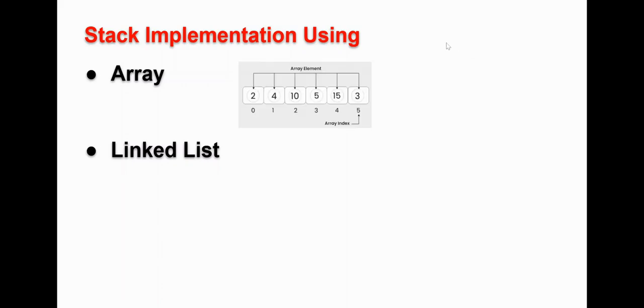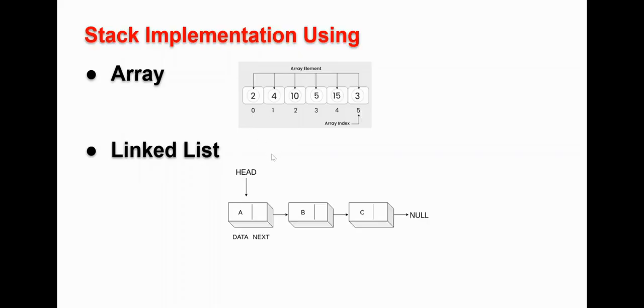Since a stack is an abstract data type, it needs to be implemented to make it work. There are two ways to implement this concept, using an array and using a linked list. An array is a collection of elements stored in contiguous memory locations where each element is accessed using an index. In a linked list, there is a sequence of nodes where each node contains a data and a reference to the next node in the sequence. The last node contains the value null. So this is about array and linked list view.